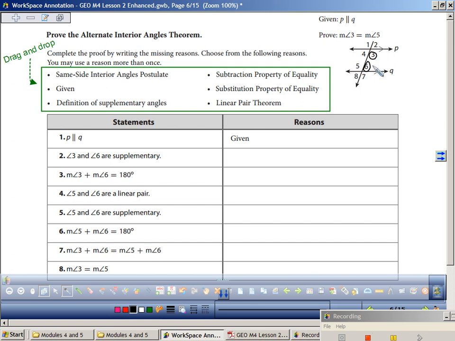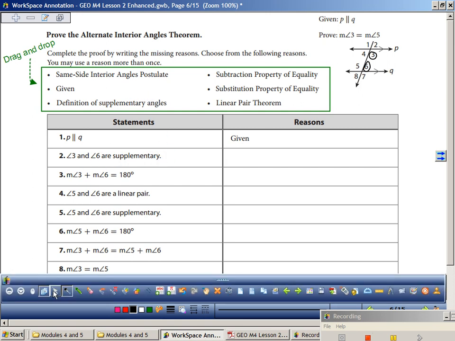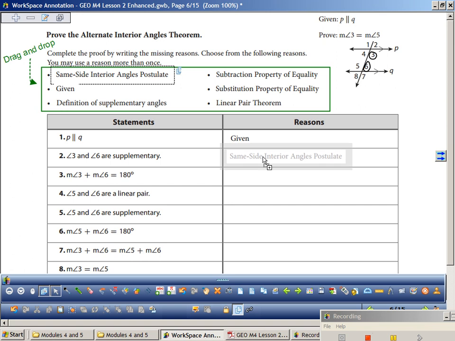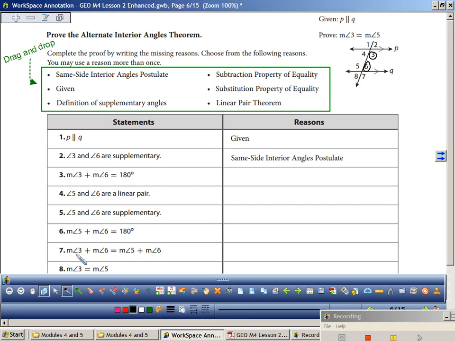They are same side interior. Same side interior angles are supplementary. So what justification can I give for saying that 3 and 6 are supplementary? Same side interior postulate. Excellent.